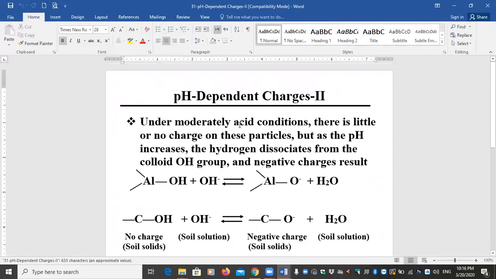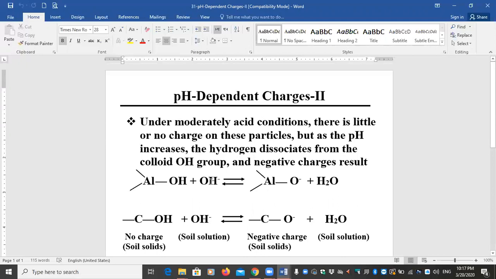Under moderately acid conditions, there is little or no charge on these particles. So if you have a moderate pH, not very acidic or very alkaline, we will have no charges. It will be neutral. But as the pH increases, which means more hydroxide ions, the hydrogen dissociates from the colloid OH group and negative charges result. So this is the neutral.